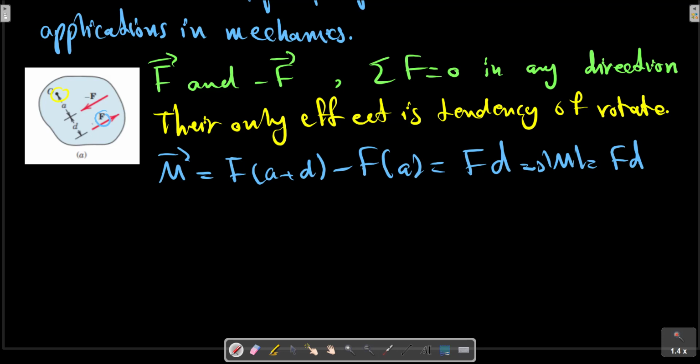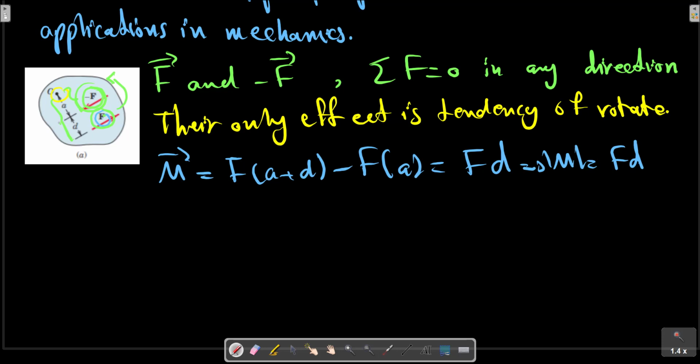In this case, as we can see, the direction of the couple is counterclockwise in this direction, because F equals minus F in magnitude, but the distance of the positive force is greater than the distance for the negative force.